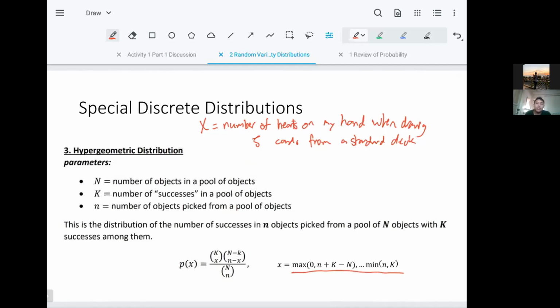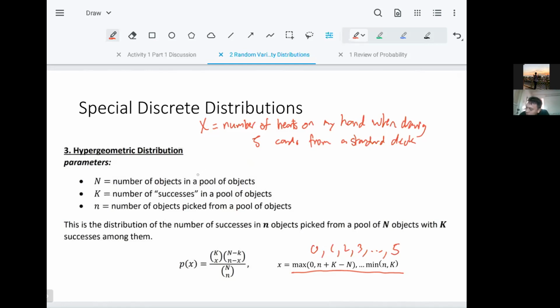Ano yung possible values niya? Even if 13 yung hearts, hindi pwedeng 13 yung nasa kamay ko kasi 5 lang sila. So yun lang ang ibig sabihin nito, 0 to 5. Pwede nyo i-interpret ng case to case na lang. Kasi ang gulo niyan eh, meron ko pang n plus k minus n. Yun lang naman ibig sabihin nun. Ano yung mga posibleng values?